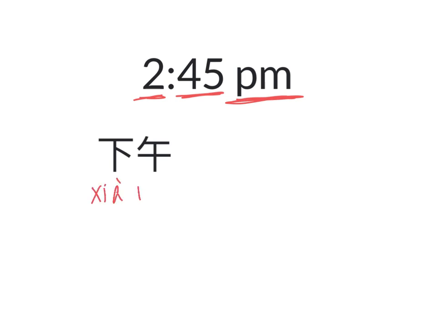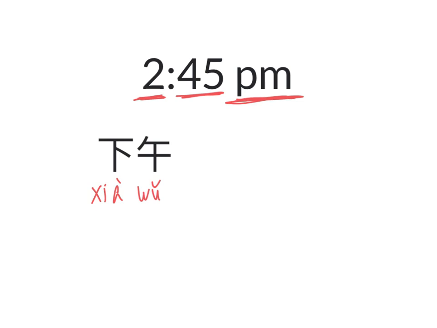Again, this is the hour, this is the minute, and this is the time of the day. In Chinese, you have to put the time of the day first. Since this is PM, 2:45 p.m. in the afternoon, we have to use the Chinese character 下午 to refer to afternoon. Okay, so 下午, this is the pronunciation, 下午, afternoon.